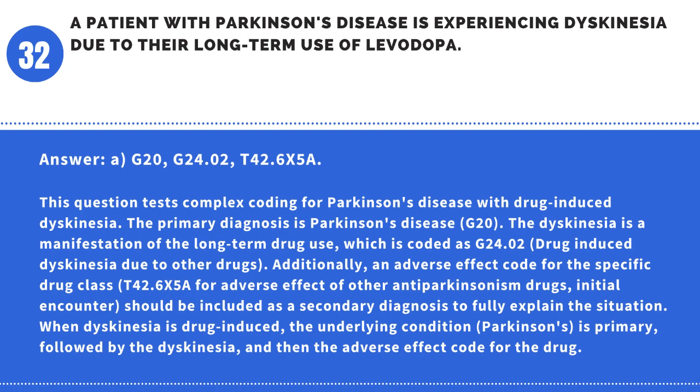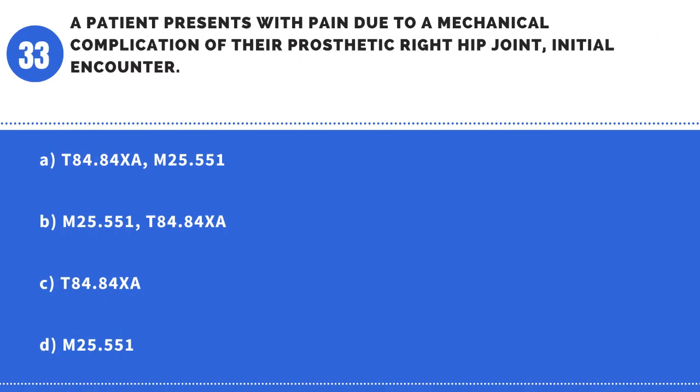This question tests complex coding for Parkinson's disease with drug-induced dyskinesia. The primary diagnosis is Parkinson's disease, G20. The dyskinesia is a manifestation of the long-term drug use, which is coded as G24.02, drug-induced dyskinesia due to other drugs. Additionally, an adverse effect code for the specific drug class, T42.6X5A for adverse effect of other antiparkinsonism drugs, initial encounter, should be included as a secondary diagnosis to fully explain the situation. When dyskinesia is drug-induced, the underlying condition, Parkinson's, is primary, followed by the dyskinesia, and then the adverse effect code for the drug.